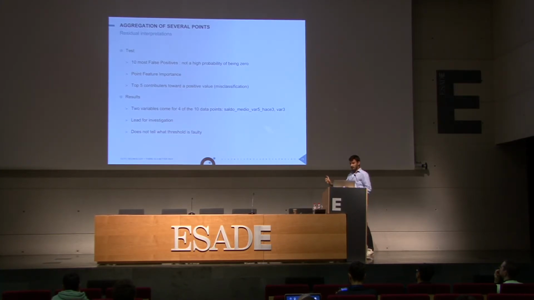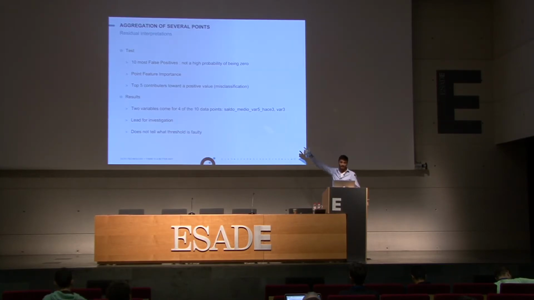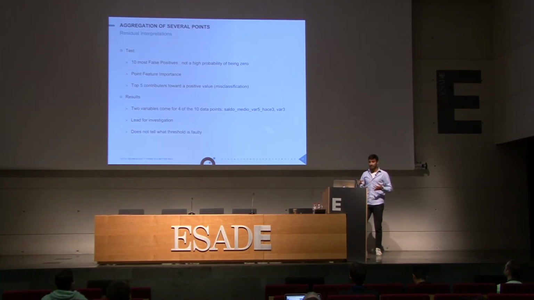So it's a lead for investigation, but there's a major drawback here. I don't tell you why this variable makes this prediction. There is no threshold associated. I'm not sure that maybe for the first point the threshold for var3 is going to be, for example, 10, and for another point is going to be -8. I don't know. It's just a lead for investigation. And then you go back to your data, look if you have a glitch, look if you have noise, if your acquisition process is wrong.